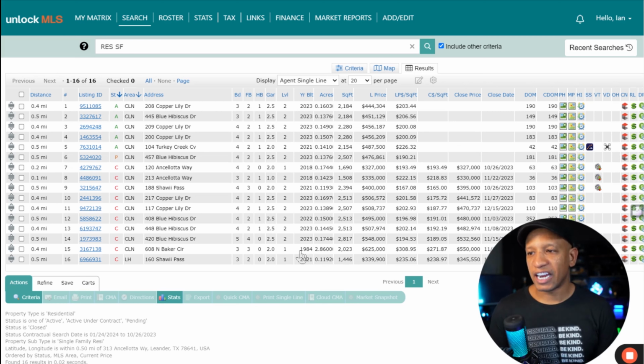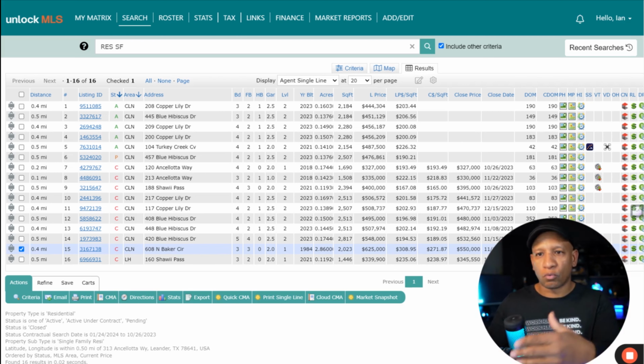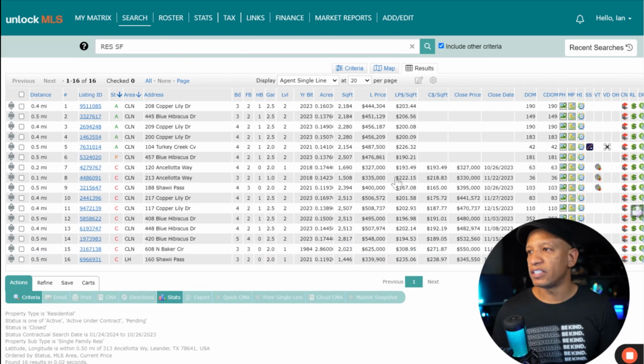But now look at this one. This one was built in 1984, this 608 Baker, built in 1984, but it has almost 3 acres. And so, of course, it's going to sell at a higher price, right? So we're not going to count that in when we're doing our averages. We're going to have to remove that from the list. It's not in the same neighborhood, which is why you can't just automatically go by the sales price or what's closed or where it's at. You got to be really cognizant of all of these different things.